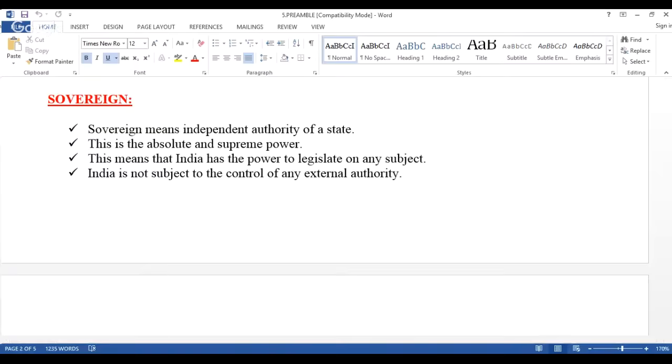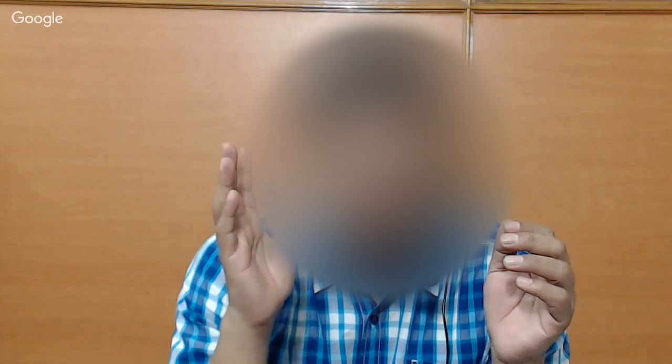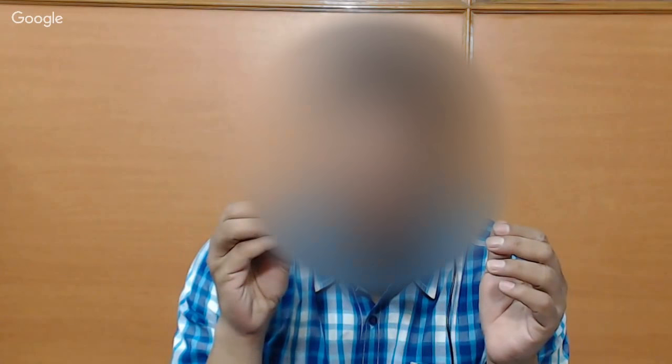Did you hear the word sovereign at any time? So many times you might have heard this since your childhood. Whenever we say sovereign, it is the complete and independent authority. Meaning there will be no external pressures on India, there will be no internal pressures on India. The government can decide what to do for the welfare of the people.